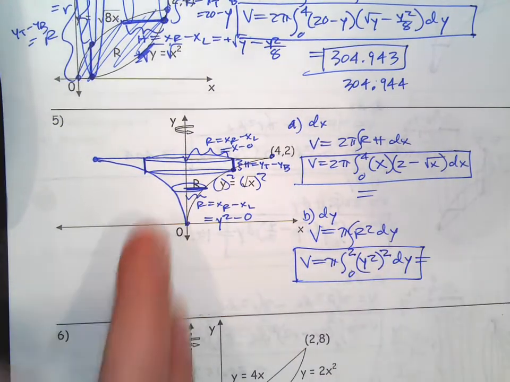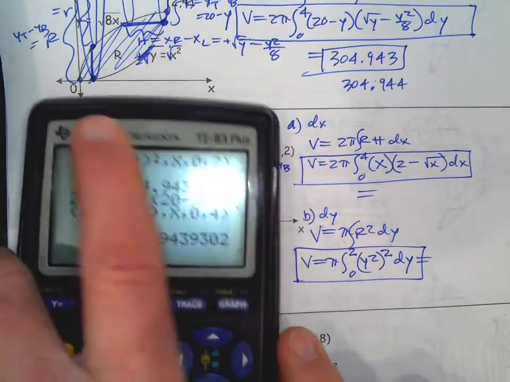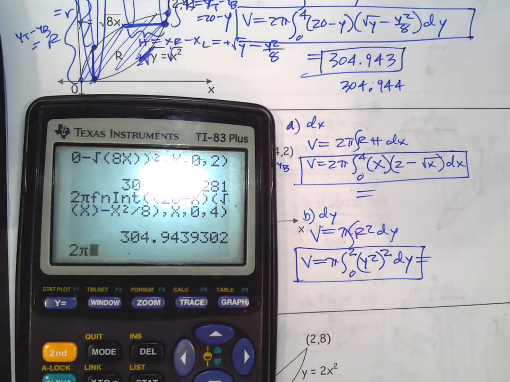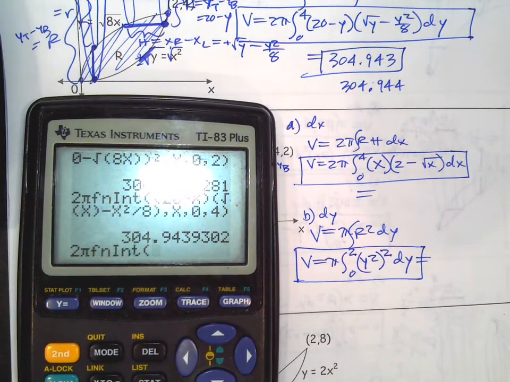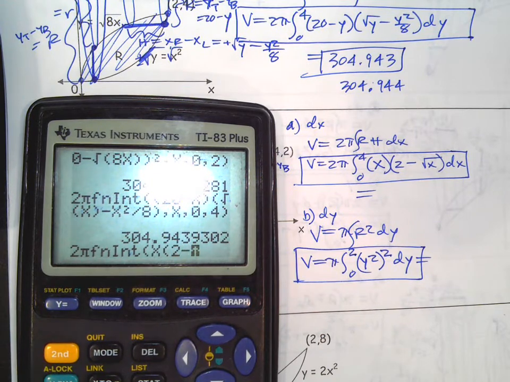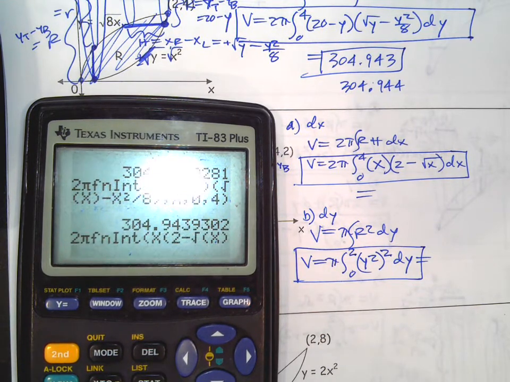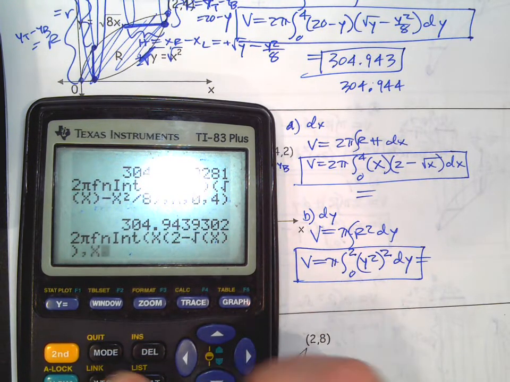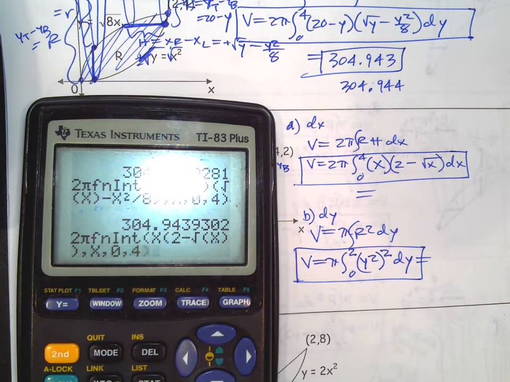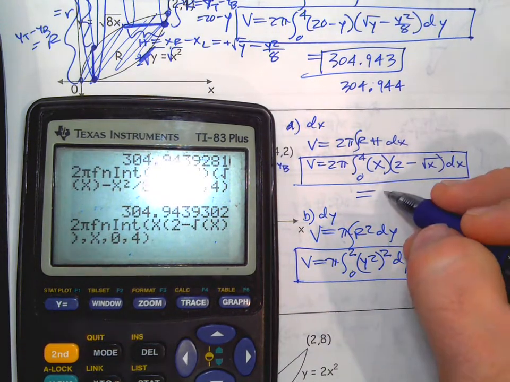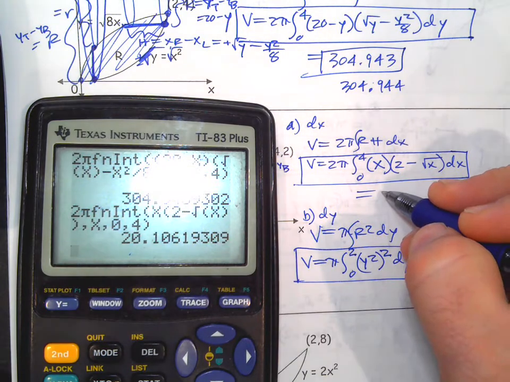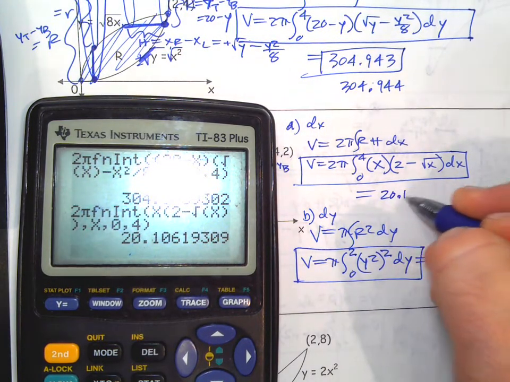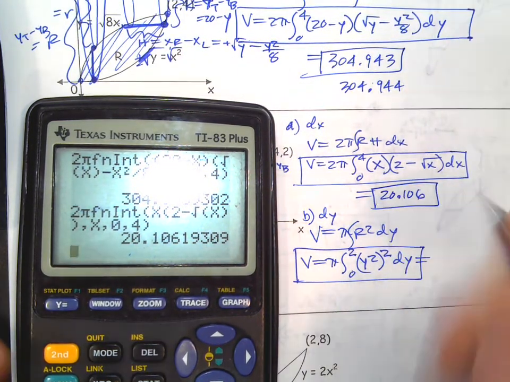So let's plug them into our calculator. See if we get it. 2 pi math 9 x parentheses 2 minus the square root of x close parentheses comma x comma 0 comma 4. It's 20.106, rounded, truncated to 3 decimal places.